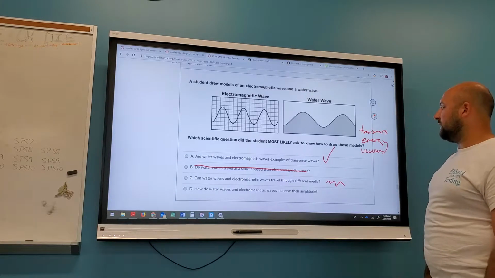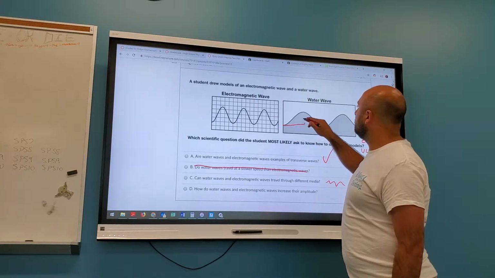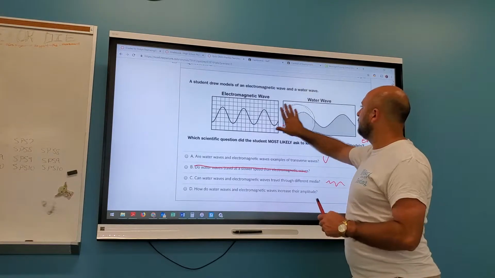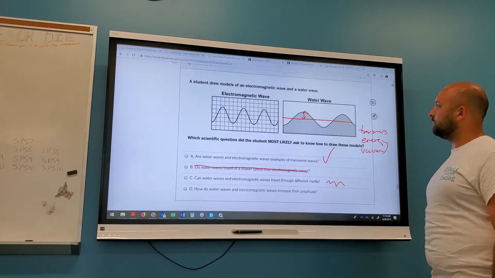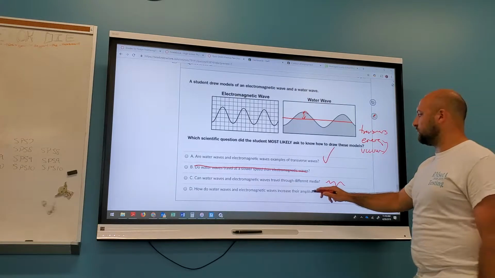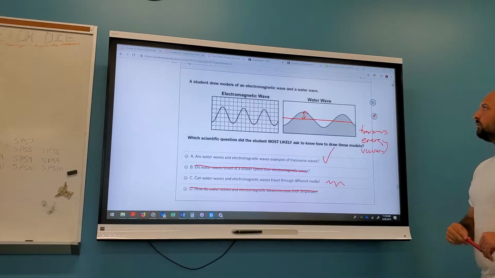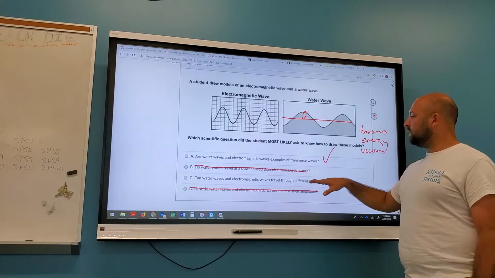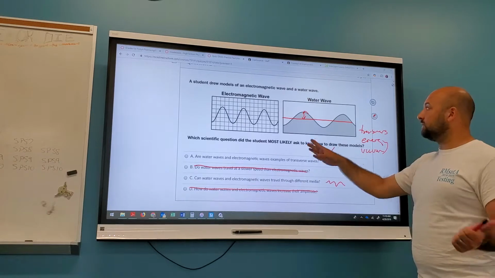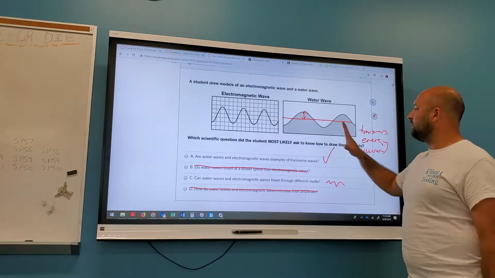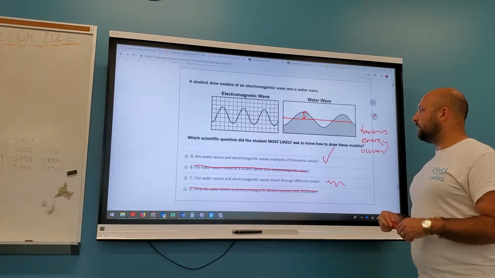How do water waves and EM waves increase their amplitude? Well, if you look, the amplitude for both is the same, right? From the rest to the crest. So, yeah, I don't think that's going to be an answer choice. So those are your two bad answers, and these are your two close ones. Can they travel through different media? If they travel through different media, we probably see them going through different media. I only see one medium here and one medium here. That's not enough. The simpler answer here is, are they both examples of transverse waves?